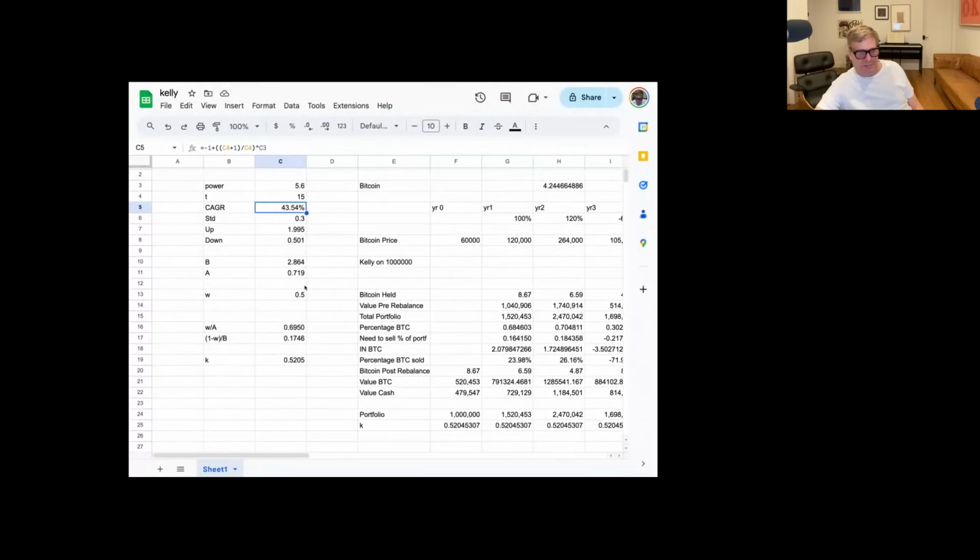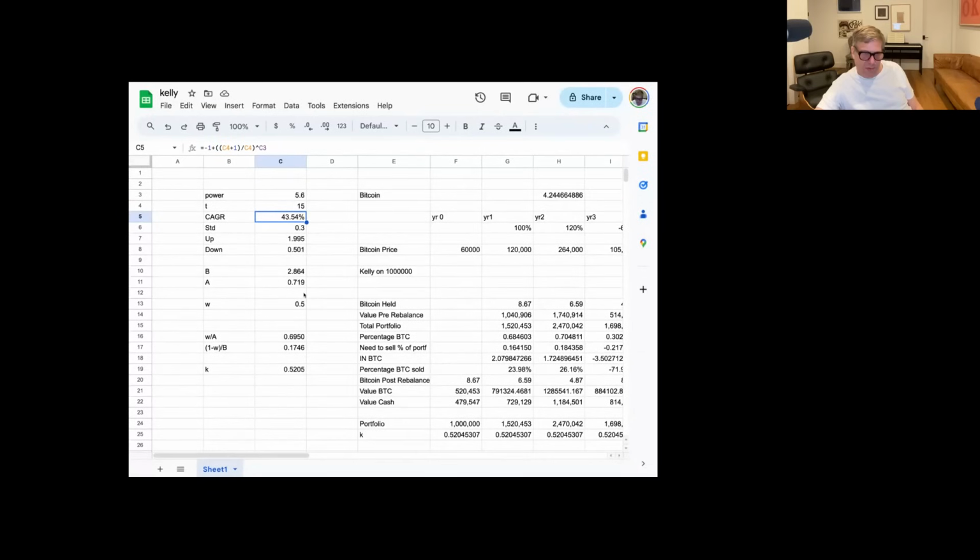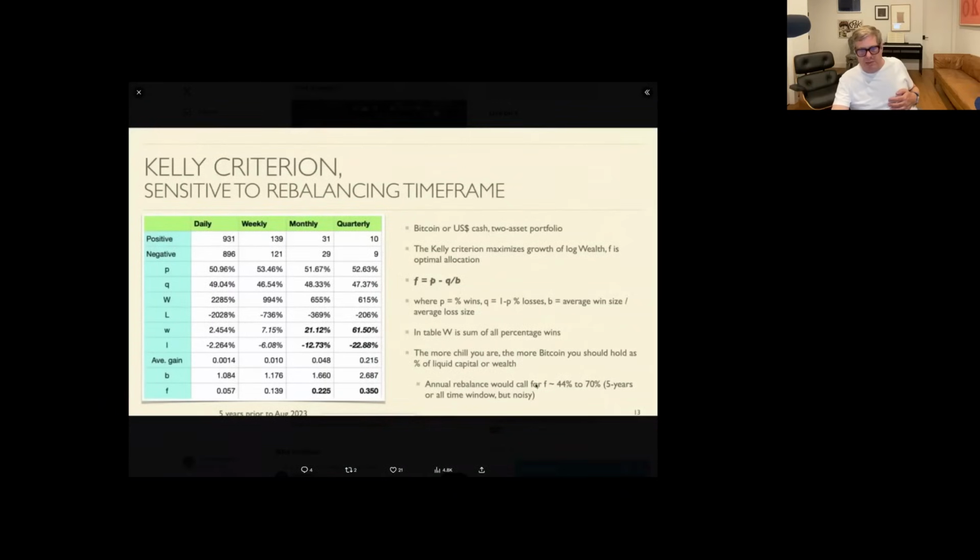So now we're using the standard W, you go up or down with equal probability in this process. Well, you can just plug away, and now you have all the variables, and you get K is equal to 52%. And that's pretty interesting. And that actually, believe it or not, turns out to be very similar to what Stephen Perrineau got. He said annual rebalance will call for F between 44% and 70%, right?